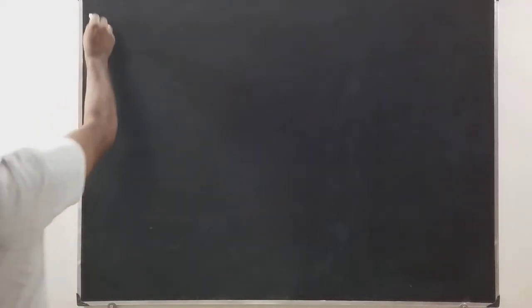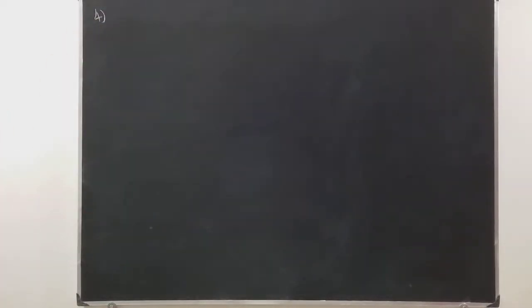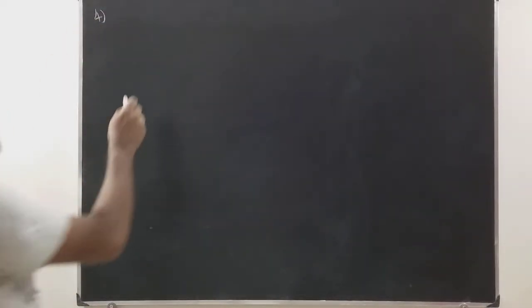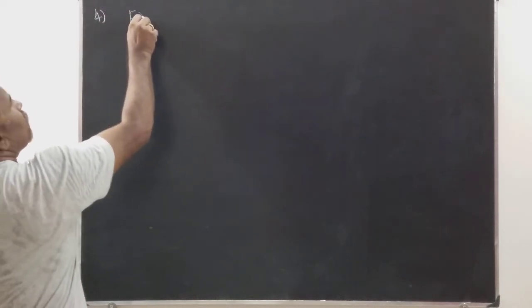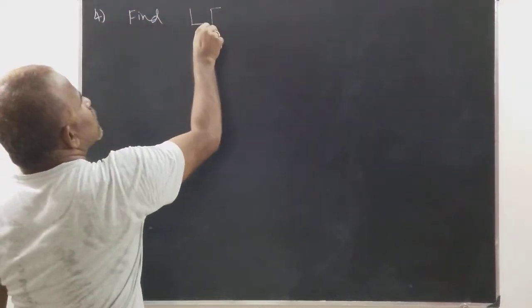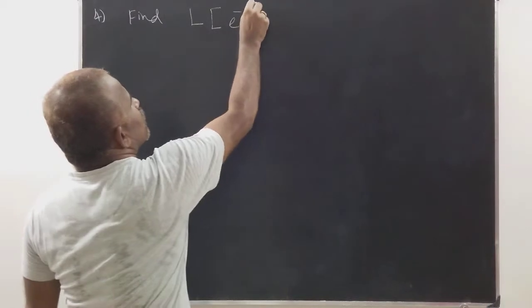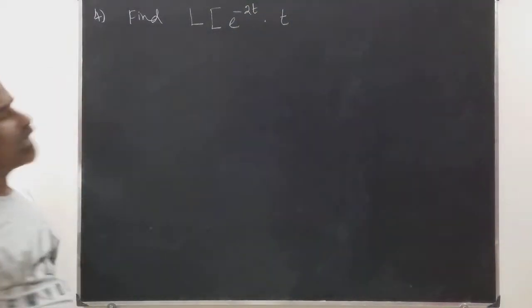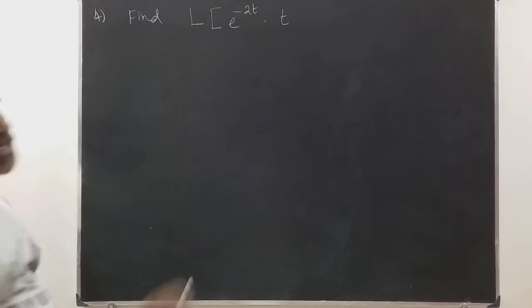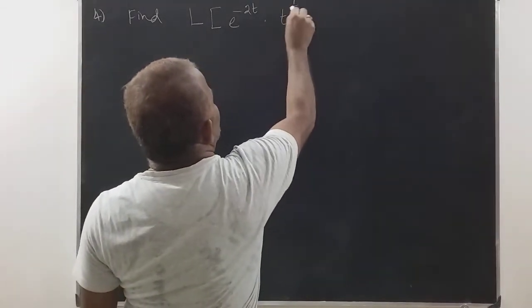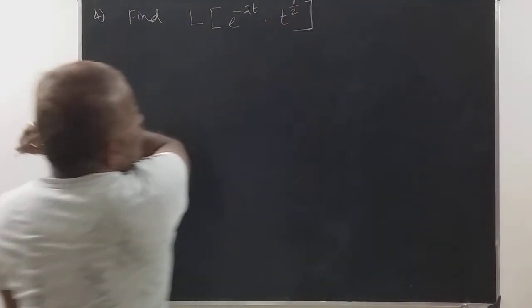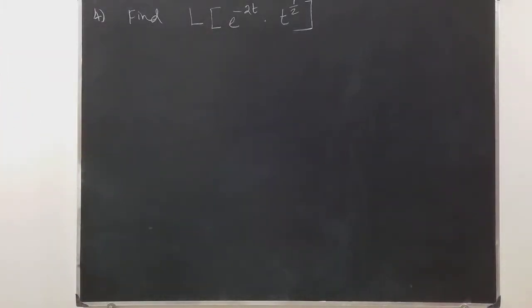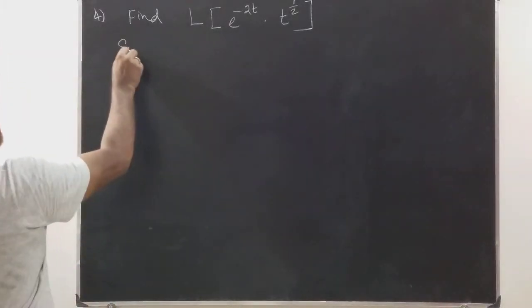The next question is problem number 4. Find the Laplace transformation of e power minus 2t into t power 7 by 2. Okay. So solution.